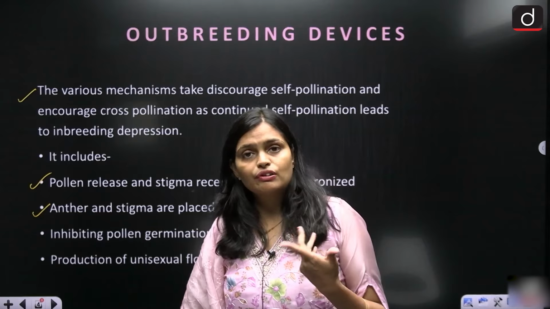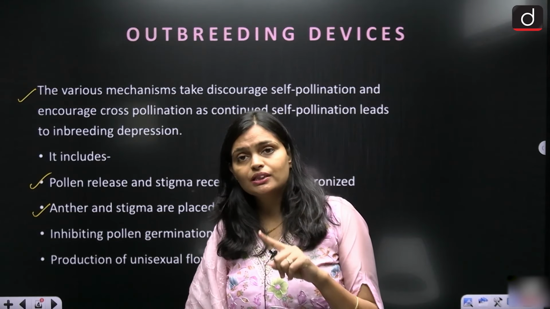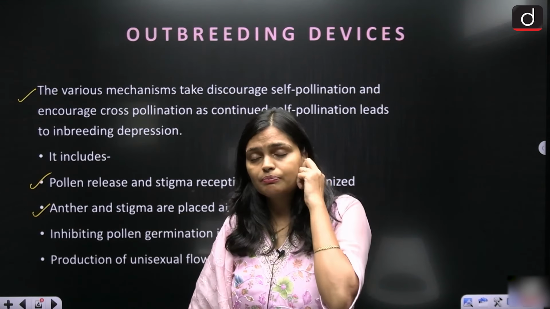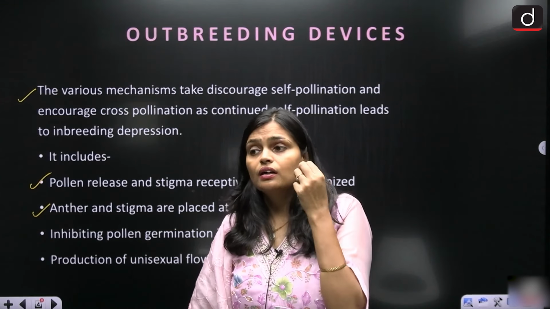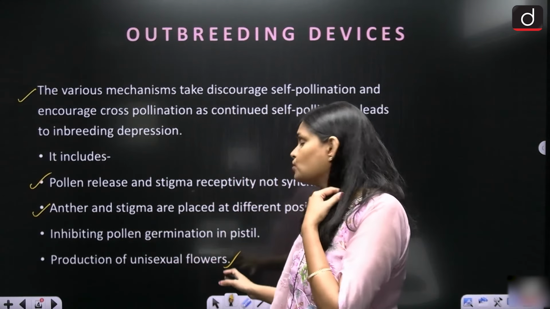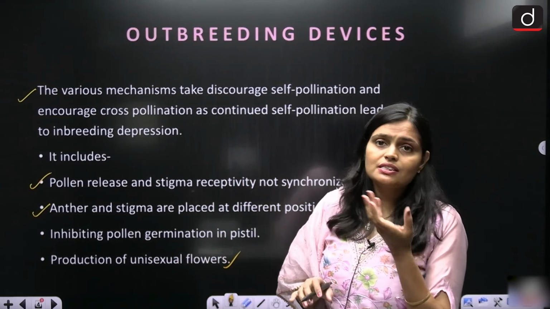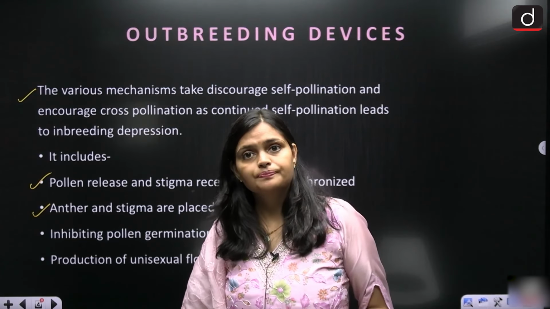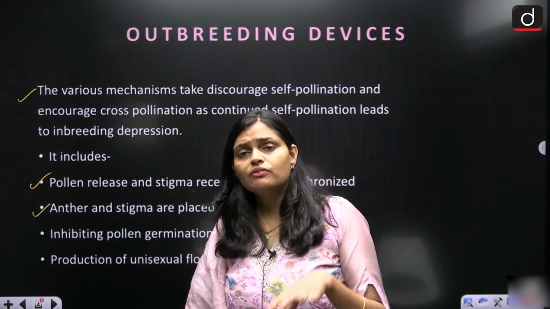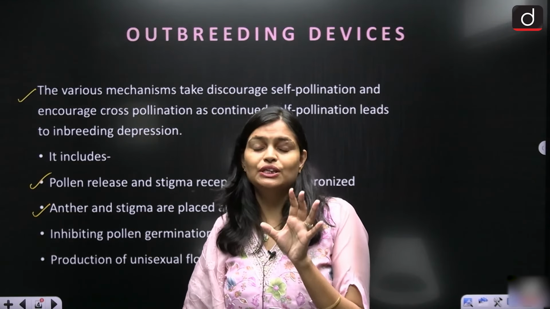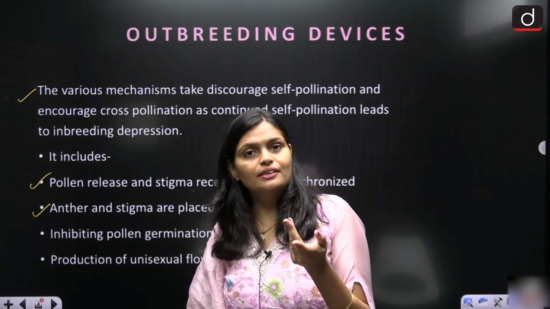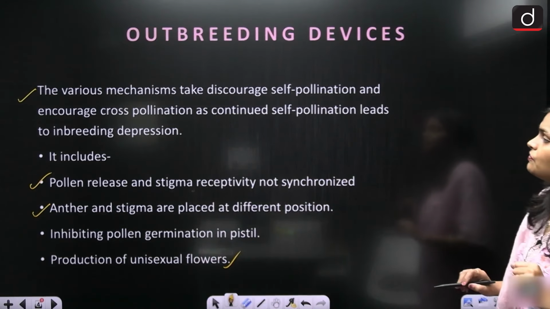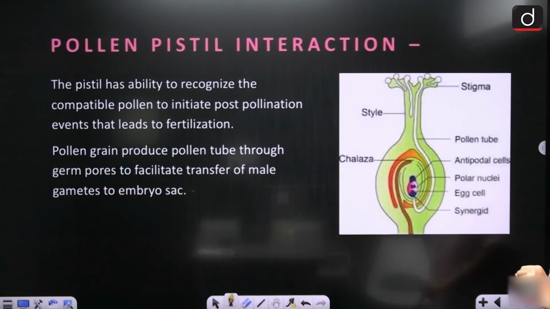Now, bisexual and unisexual flower, what is the difference between bi and uni? Uni means a flower having only a single sex, bisexual having both the stamen, that is anther and filament, and the pistil. So now, the production of unisexual flowers. If the flower is bisexual, then there is a chance of self-fertilization. Right? So in that case, the flower should not be bisexual, it should be unisexual. So a unisexual flower encourages cross-fertilization. Clear? So these are some of the outbreeding methods.